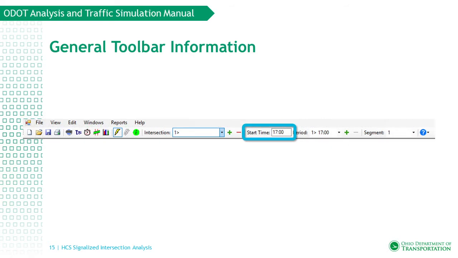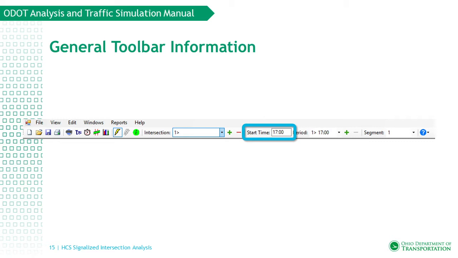To set the analysis time period, enter the hour in the Start Time window. In this case, we will be analyzing the PM peak, so we'll set the time to 1700. The specific start time does not need to be coordinated with the actual peak hour. Defaults of 700 and 1700 can be used for the AM and PM peak hours, respectively.